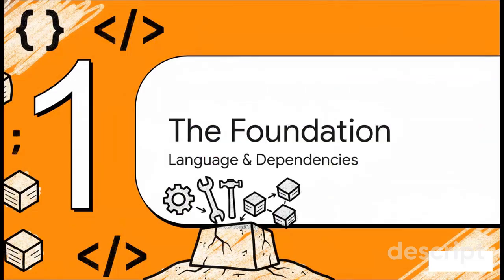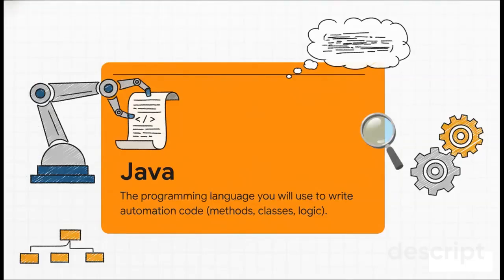All right, first things first. Every great project, I don't care what it is, needs a solid foundation. For us, that means picking our language and figuring out a smart way to manage all the different tools we're about to use. The core of our foundation is going to be Java. Think of it like this. Java is the language you use to write the script for a robot. It's how you tell it all the logic, all the steps, all the instructions. It's the brains behind the operation, but it doesn't actually move the robot's arms itself.